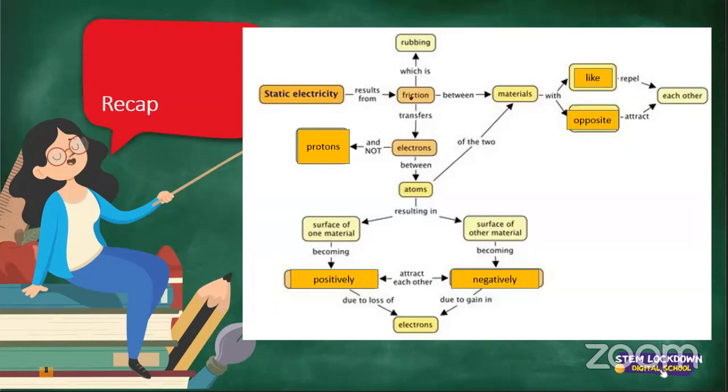So friction is also caused through rubbing. This was basically static electricity and what caused everything that we discussed in the concept of static electricity, which was on Tuesday and Wednesday. So I'm going to give this to you as homework as well with today's lesson.